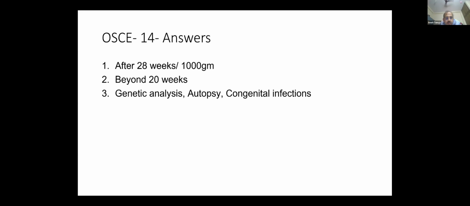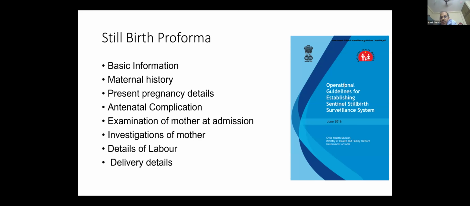So as per WHO, it is more than 28 weeks, more than 1 kg, but the reporting of stillbirth has to be done beyond 20 weeks. And other tests, we should rule out the genetic parts, autopsy if indicated, and congenital infections. So these things we have to rule out. So there is a proforma as per NHM, stillbirth proforma, which the gynecologist obstetrician has to fill and submit. So every stillbirth beyond 20 weeks, they have to fill this proforma.